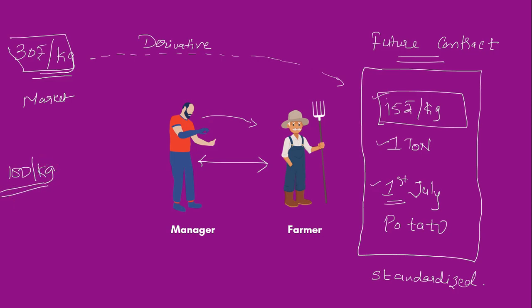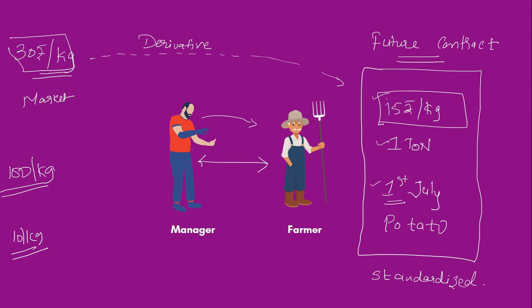Then the manager is in an immense profit, because the potato which is available in the market at 100 rupees per kg, he is able to get at just 15 rupees per kg. That time the farmer cannot charge him extra. Similarly, if the prices on 1st July, let us say, fall to 10 rupees per kg, then the manager cannot say to the farmer that I don't want to buy from you, I want to buy from someone else. The manager is still obliged to buy potato at 15 rupees per kg itself.